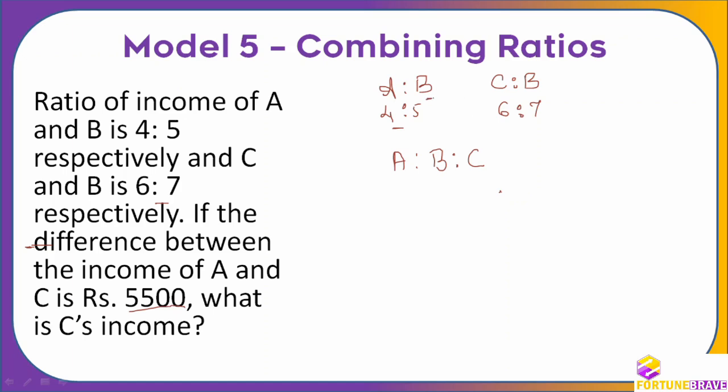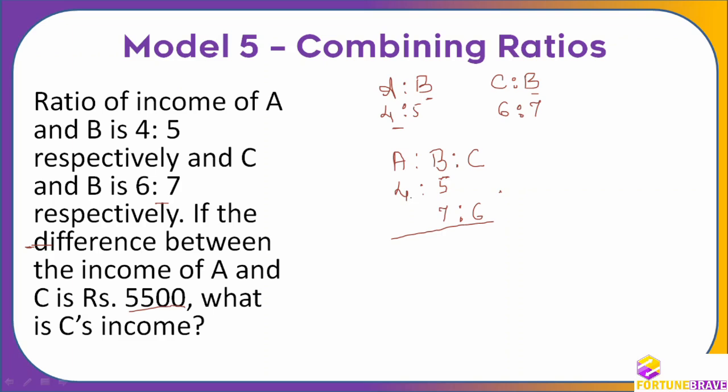Again, B is the common one, so I put the B in the middle, and I'm going to write 4 is to 5 here, and here B is on that side, so I have to write it carefully. What I'll do, 7 is to 6, C is to B is 6 is to 7, then B is to C will be 7 is to 6.